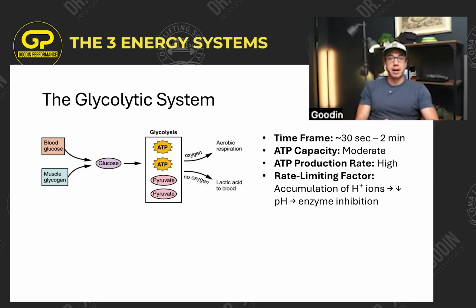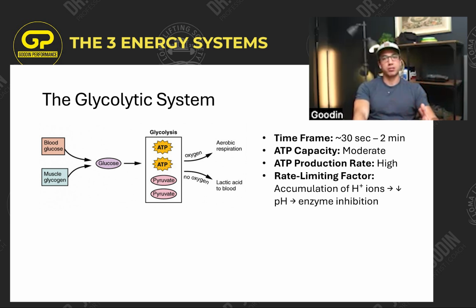Now, the ATP capacity is moderate. Okay, it's more than the PCR system, less than the oxidative system. The rate is still high. It's not very high, but it's high. Okay, and if we think about it, think about like at a track meet.